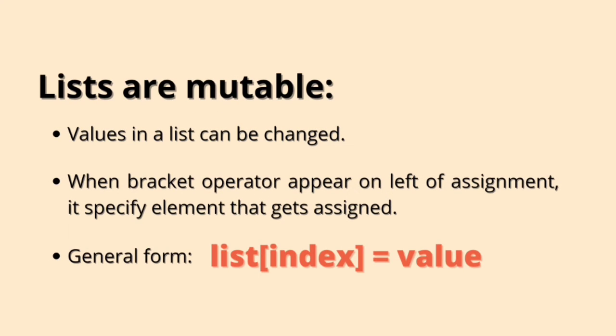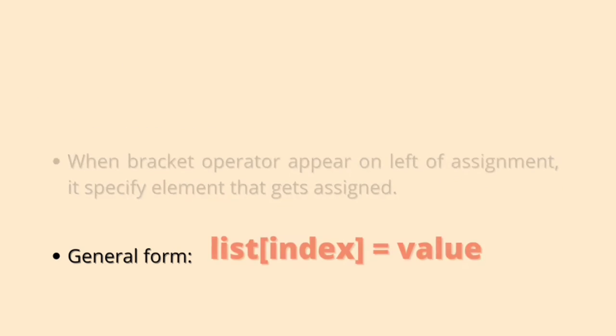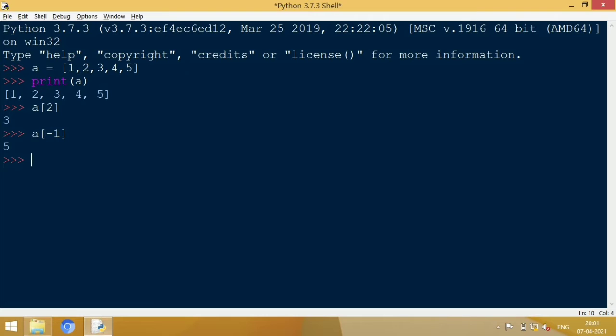A list is mutable. That is, the values in a list can be changed. When bracket operator appears on left side of an assignment, it specifies the element of list that gets assigned. For example, to change the second element of list A to 6, first specify A of 1 equal to 6. If you print the list, the values 1, 6, 3, 4, 5 get displayed.